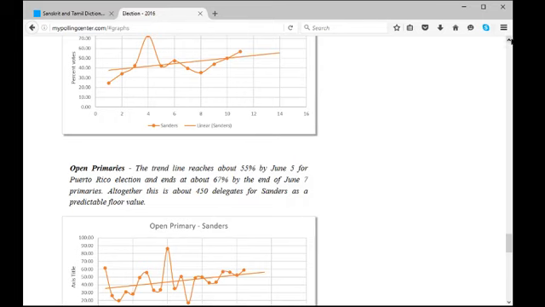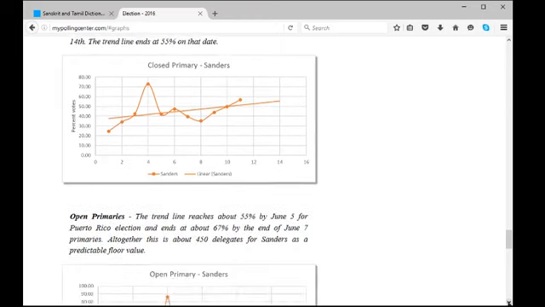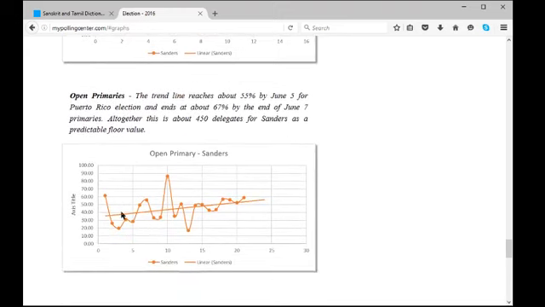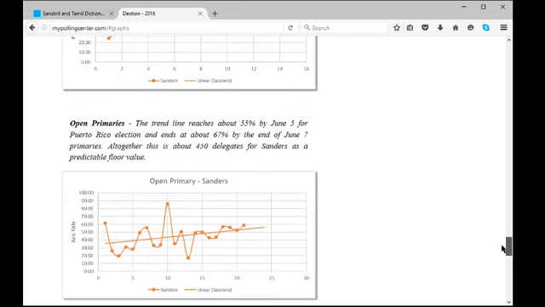So on the closed primaries, how many are there? We have 3 coming up. 1, 2, 3, ending up close to 60, right? And in the public one, also ending up about the same place. So the public and the Democratic Party members kind of think the same way. Isn't that interesting? So this is what I found here.